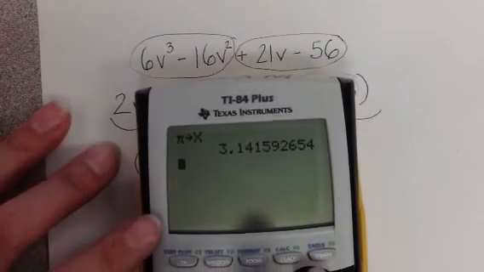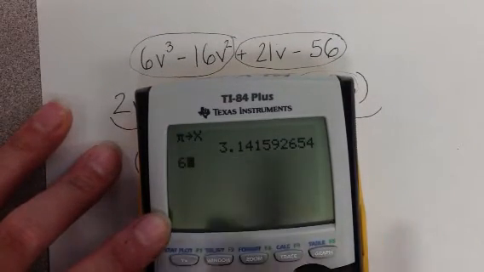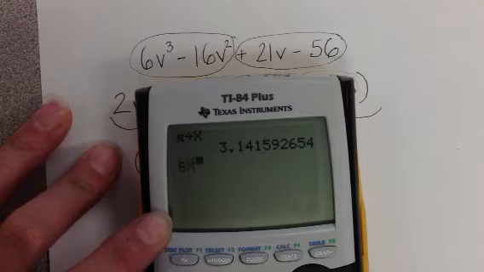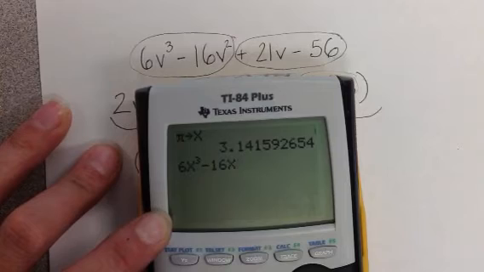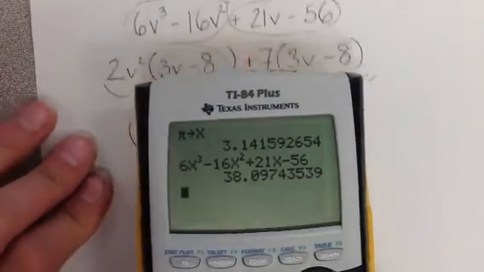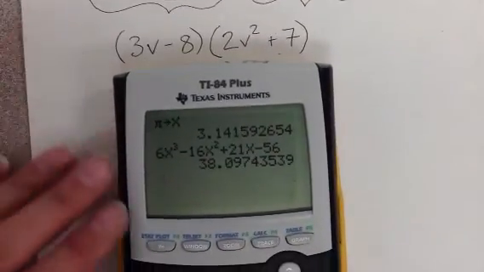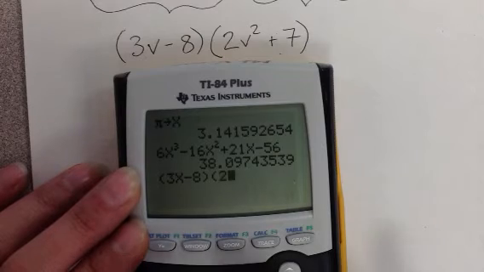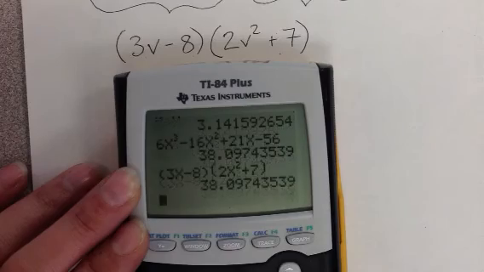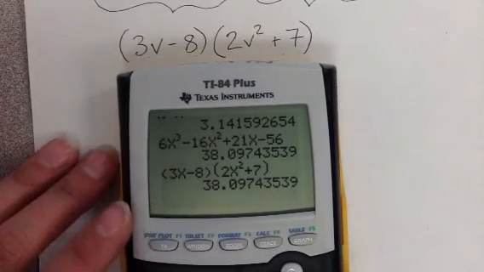Okay, I'm going to put in the original problem. I always go back to the original. 6x to the third power minus 16x squared plus 21x minus 56, enter. And now I'm going to put in the factored form that I got and make sure it's equivalent. 3x minus 8 and 2x squared plus 7. They're equivalent, so I've factored correctly.